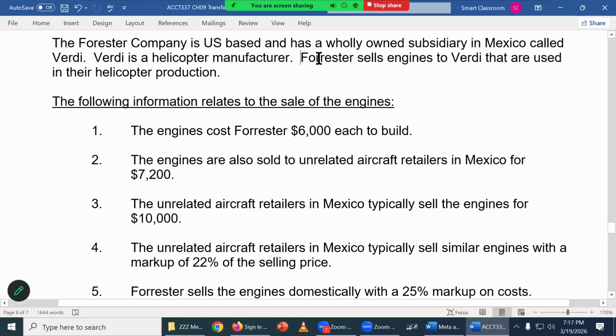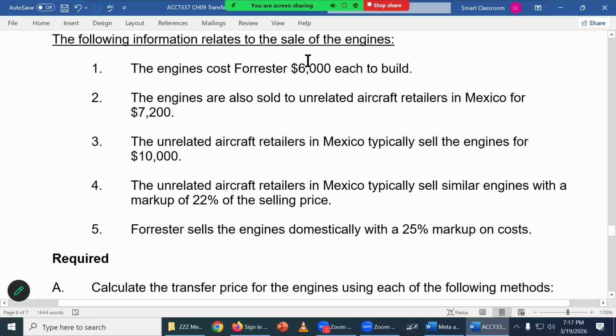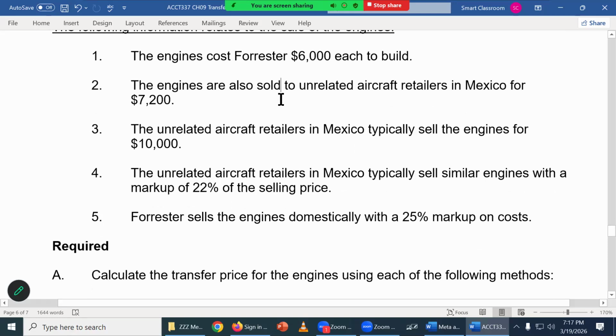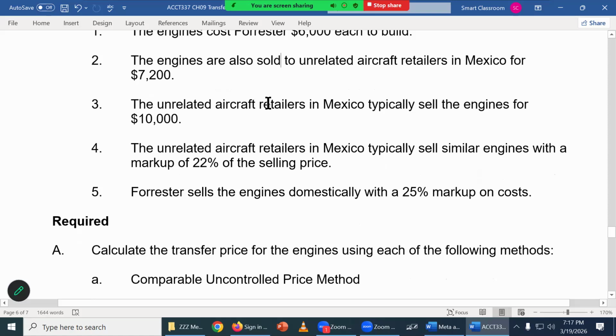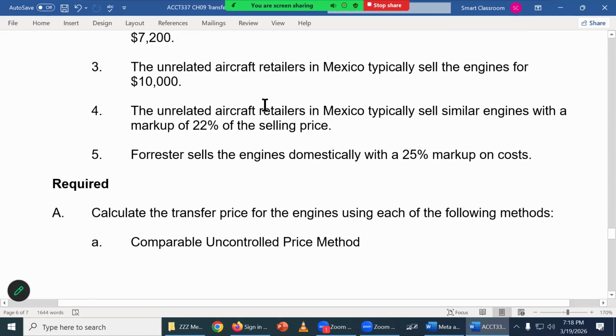Okay, buying information for the engines. They cost $6,000 to build. Engines are also sold to unrelated aircraft retailers in Mexico for $7,200. Unrelated aircraft retailers in Mexico typically sell engines for $10,000, and unrelated.